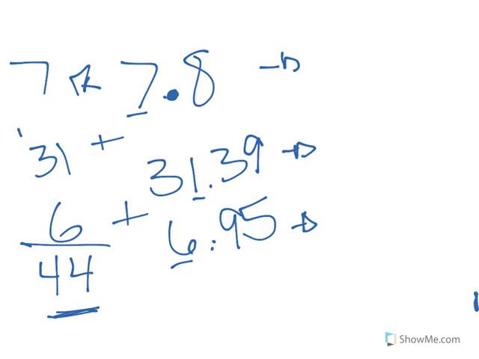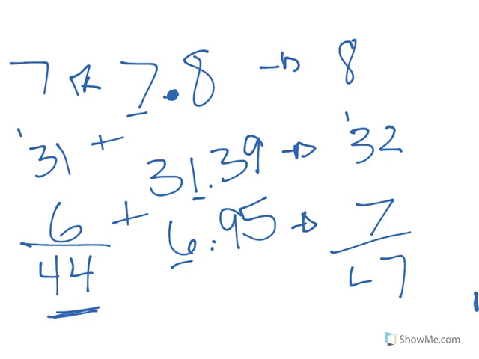Now, let's do the highest number. 7.8 we'd round up to 8. 31.39 we'd round up to 32. 6.95 we round up to 7. Then we'd add those together. 8 plus 2 is 10, 10 plus 7 is 17, carry the 1, so 47. The highest our number could be is 47. So our range would be 44 to 47.